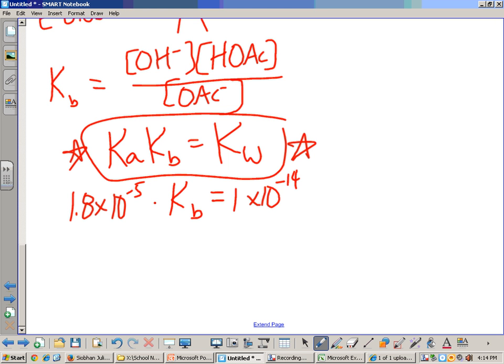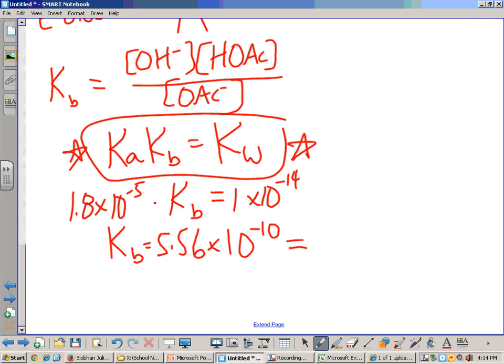I cannot use 1.8 times 10 to the minus 5th here because it's not Kb, it's Ka. It's for the weak acid. We don't have the weak acid, we have the weak base. But no biggie, I can use this relationship, which is on our reference table, to figure it out. So, calculating Kb, we get a Kb value of 5.56 times 10 to the minus 10th.